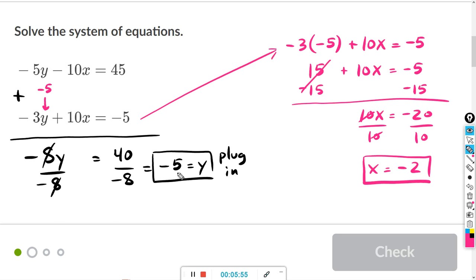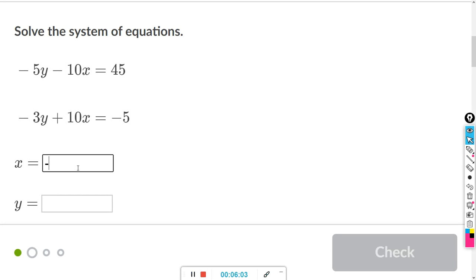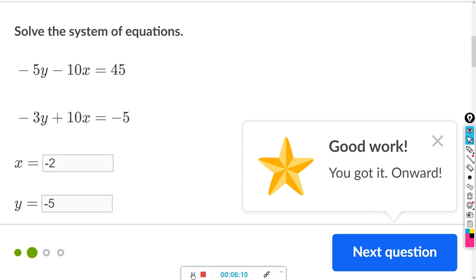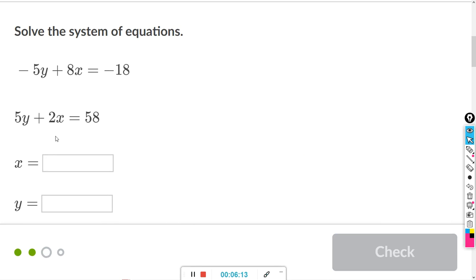So x equals negative 2, y equals negative 5. You just enter that in the boxes. Negative 2, click in the other box, negative 5. Okay, so I think for all of these, you just have to add the two equations and one term will drop out. For instance, right here, if you add these two equations, negative 5y plus 5y will give you 0. Solve for x, and then plug it back into either one and solve for y.